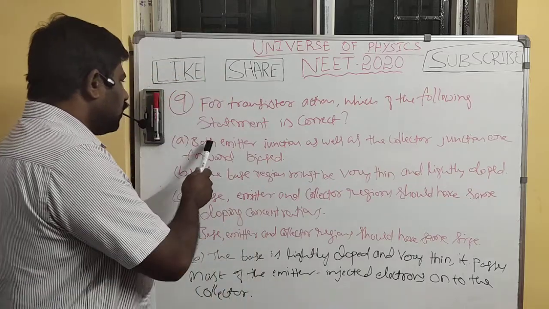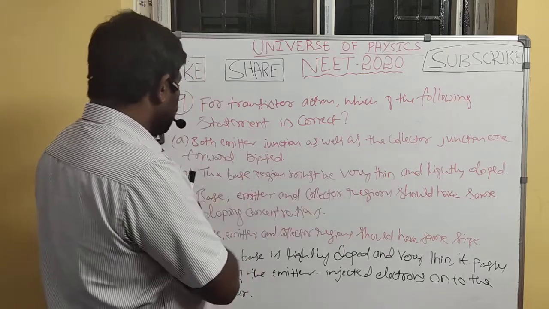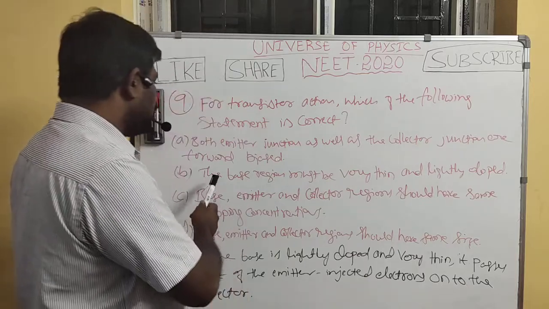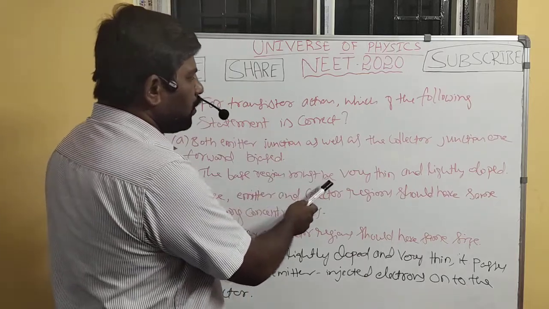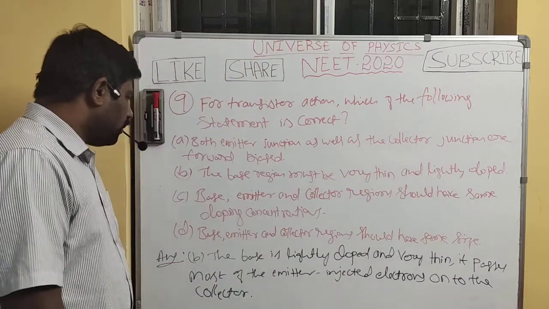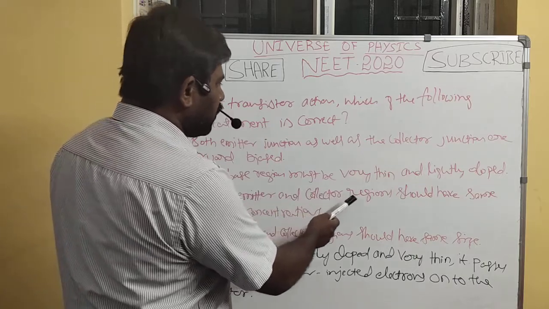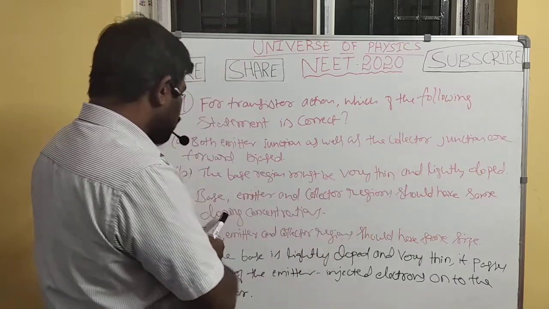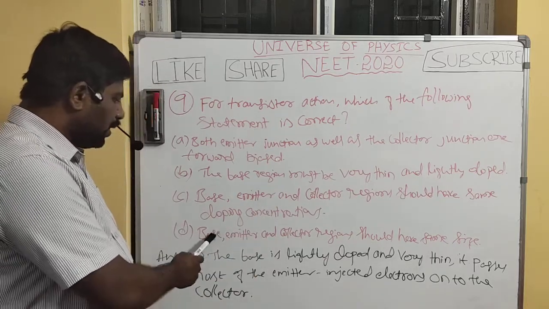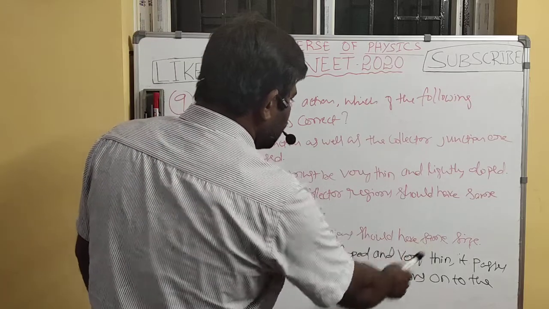Option A, both emitter junction as well as the collector junction are forward biased. Option B, the base region must be very thin and lightly doped. Option C, base, emitter and collector regions should have same doping concentrations. Option D, base, emitter and collector regions should have same size.